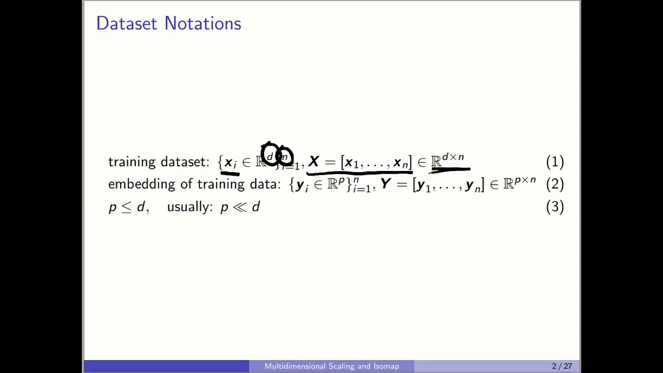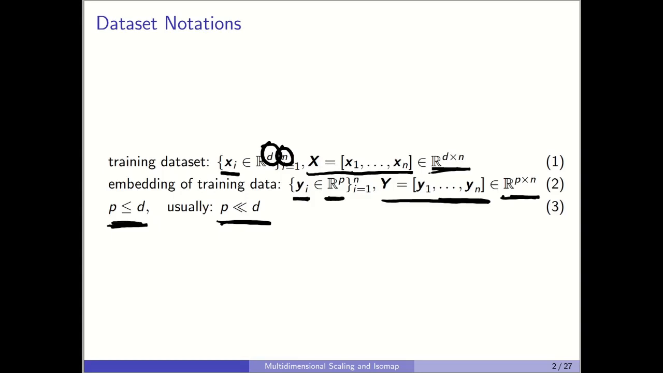So here we put the vectors column-wise, and assume we want to find some embeddings of these training points, low dimensional embeddings denoted by yi, which are p dimensional, and still we have n points, and we put them column-wise in order to have a matrix p by n, capital Y. Usually p is less than or equal to d, and you usually have p much less than d because we want to find a subspace.